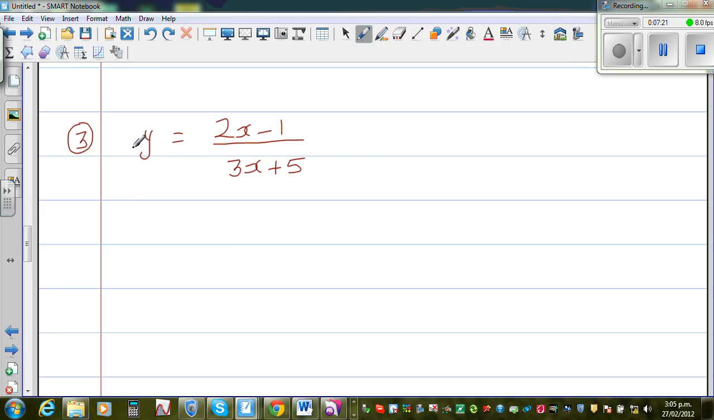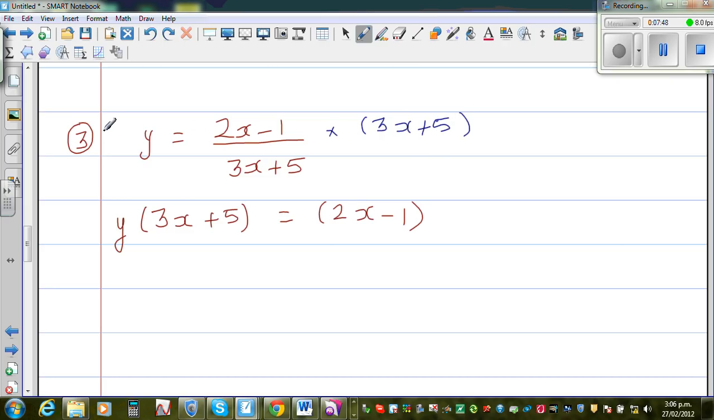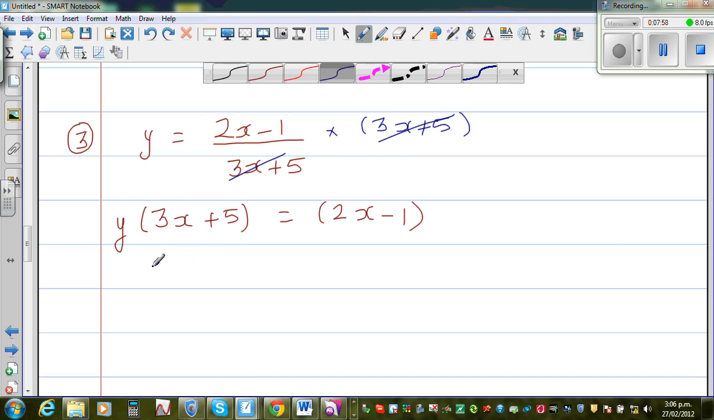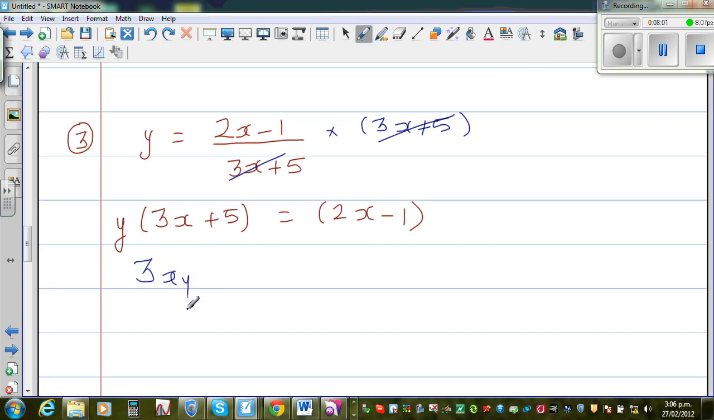So I'm going to multiply, or we can cross multiply. So you can do it directly like this. So this is y times 3x plus 5. Cross multiplying and multiplying both sides by 3x plus 5 are one and the same. I multiply this side by 3x plus 5, so you do the same thing to the other side. This and this get cancelled. So that's how we got this. And now expanding this, so this is 3xy plus 5y is equal to 2x minus 1.